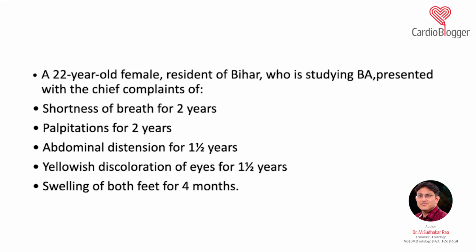Now, abdominal distension. This is one important history, abdominal distension for 1.5 years. When the patient tells abdominal distension, the most important thing which should come to your mind is three things. One, right heart failure due to a left heart disease. Second, a patient has right heart failure due to organic right heart valve disease. Third, it is due to a pericardial disease. Now these three things are very important.